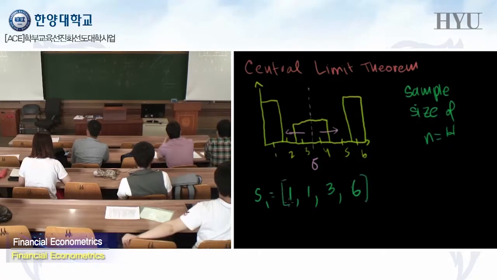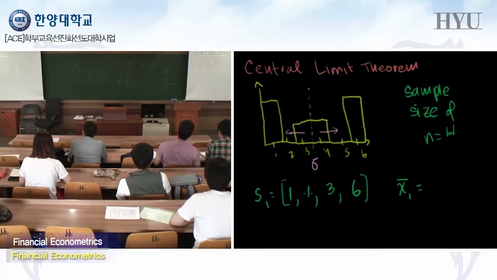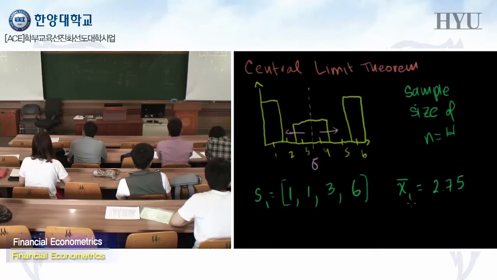And what I'm going to do is I'm going to average them. So let's say the mean, I want to be very careful when I say average, the mean of this first sample of size 4 is what? 1 plus 1 is 2. 2 plus 3 is 5. 5 plus 6 is 11. 11 divided by 4 is what? 2.75. That is my first sample mean for my first sample of size 4.